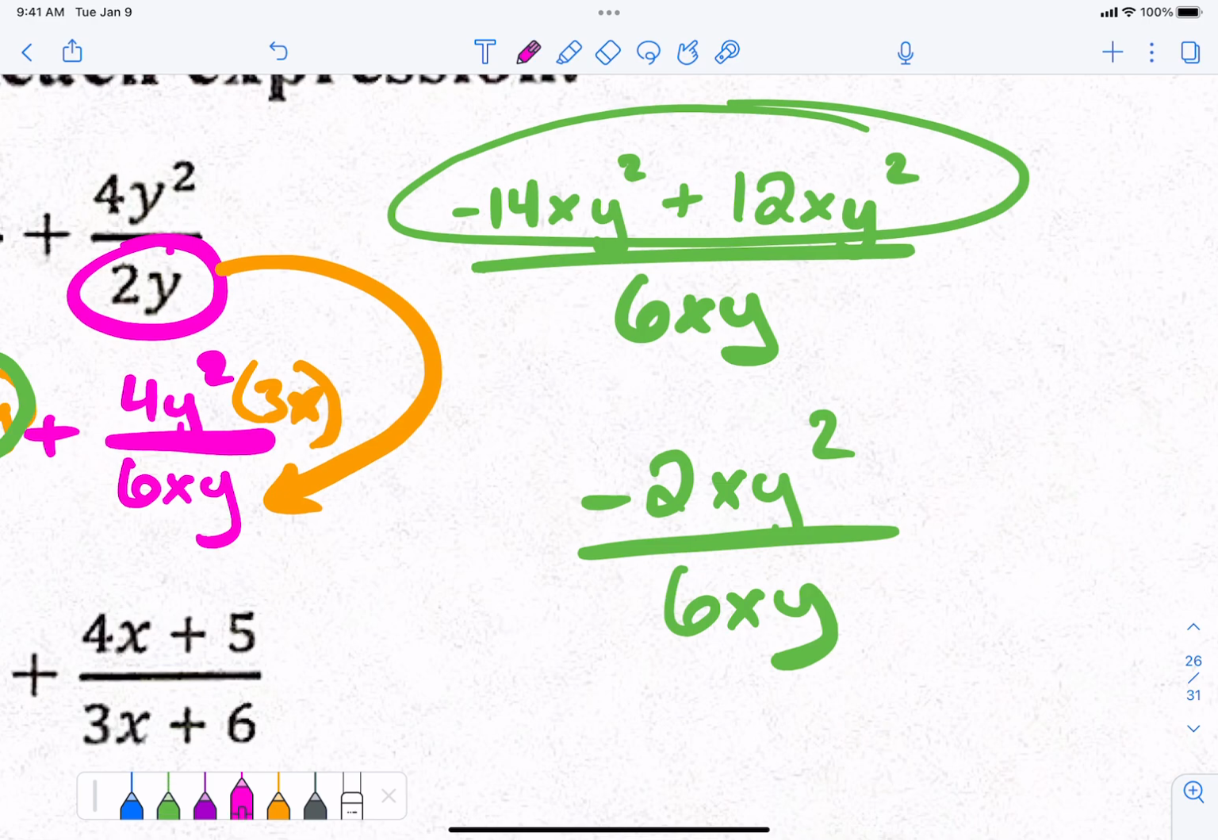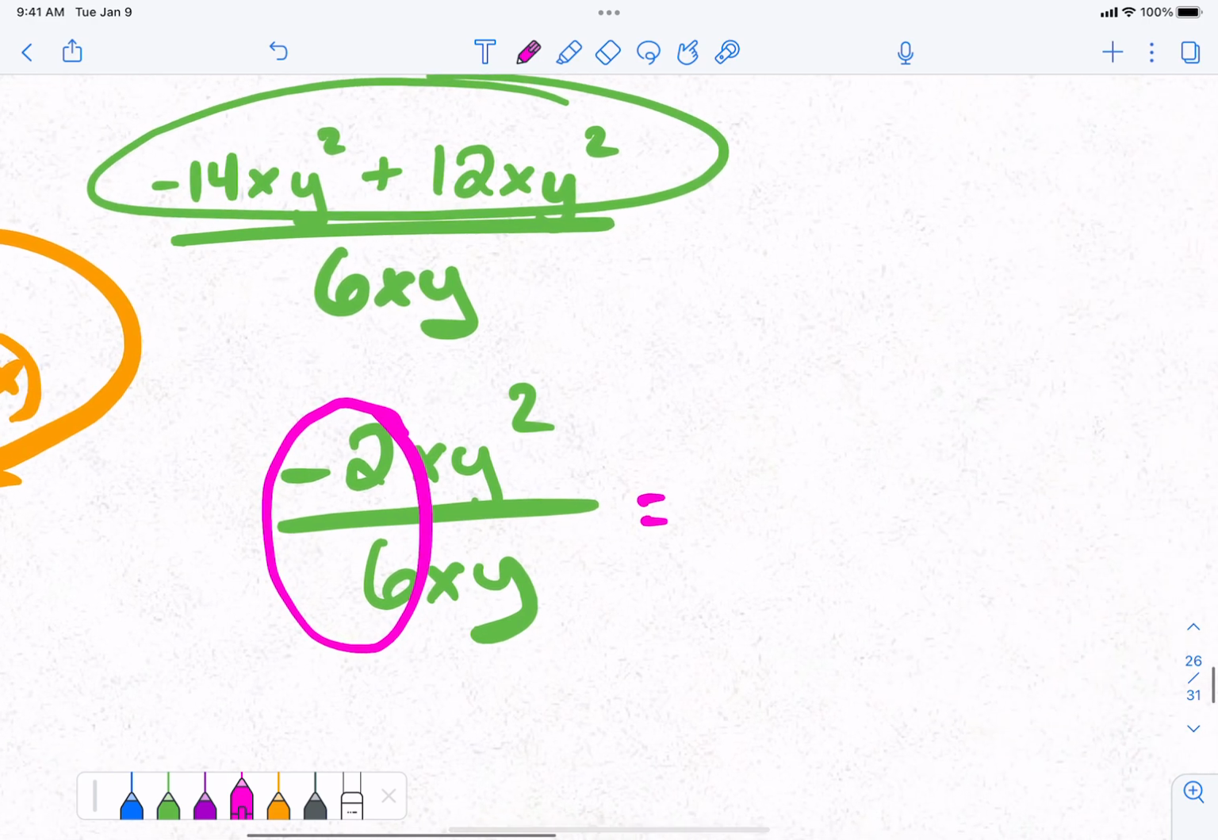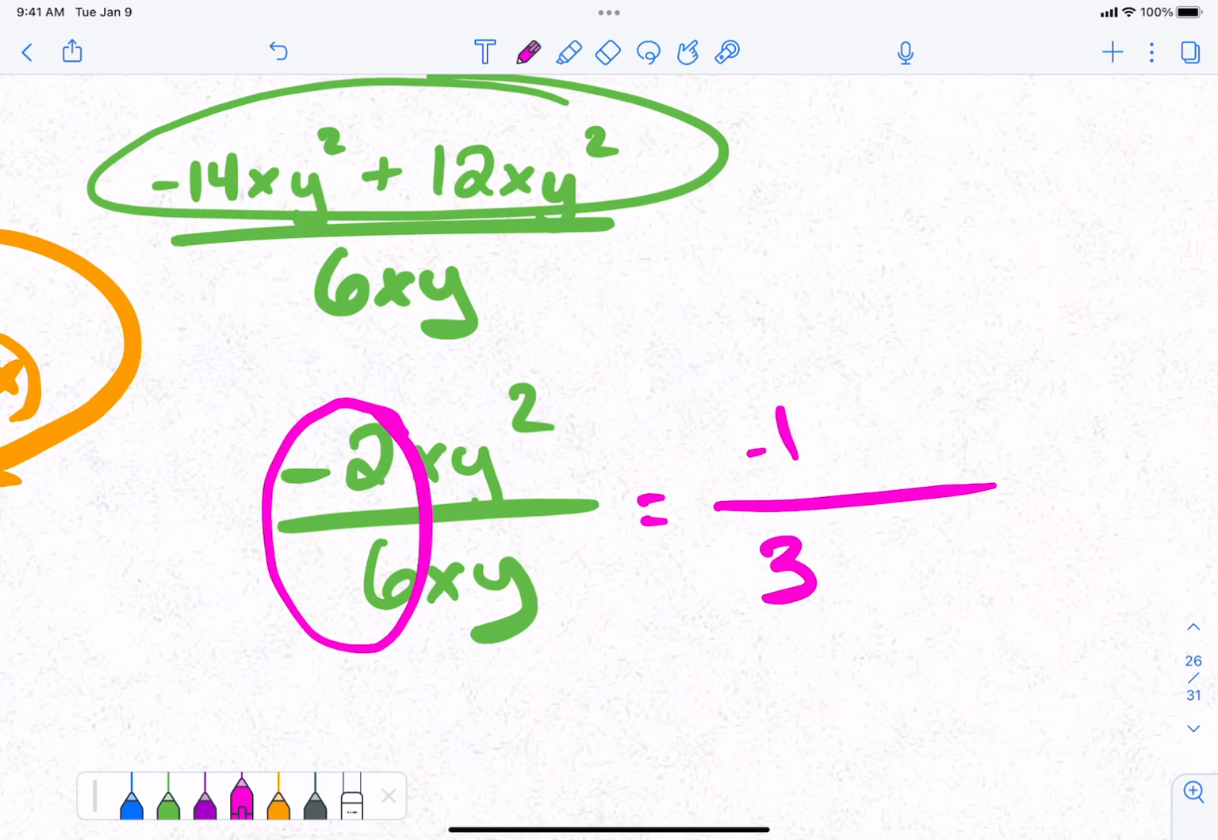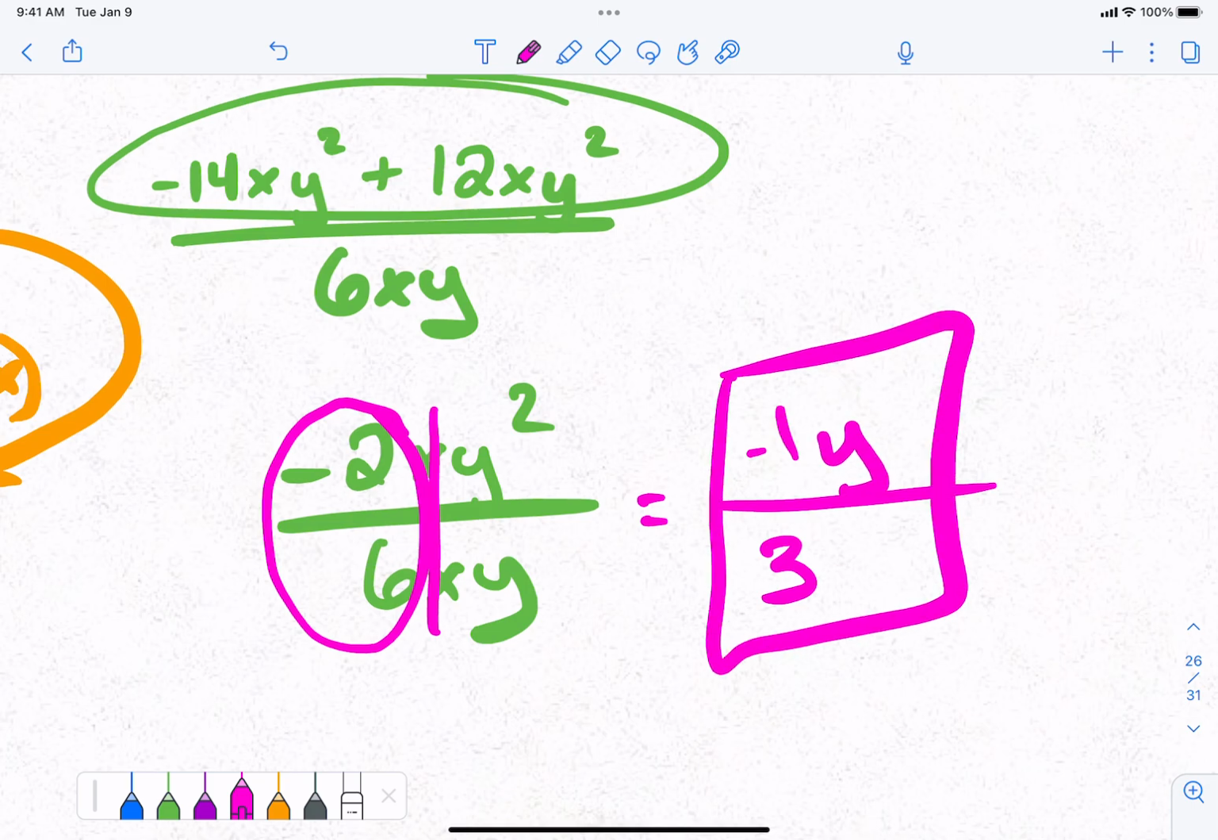We can reduce. I promise you on the test I won't be that mean. What can we reduce? Negative 2 and 6 makes negative 1/3. X's are gone, x on top, x on bottom. What about y's? You have 2 on top, 1 on bottom, so you'll have 1 left on top. So this is your final answer. Man, look at that.